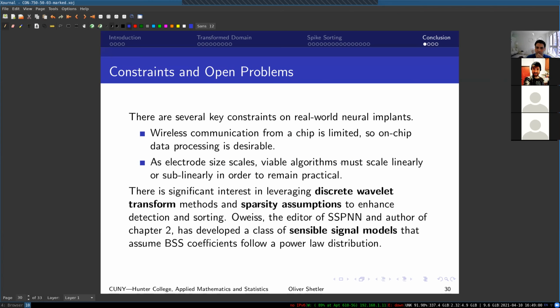There's also significant interest in leveraging the discrete wavelet transform methods and sparsity assumptions to enhance detection and sorting, right? So OIS, for instance, develops sensible signal models that assume the blind source separation coefficients follow a power law distribution. And that's one example of a way of tackling this kind of open problem that exists in spike sorting and spike detection.